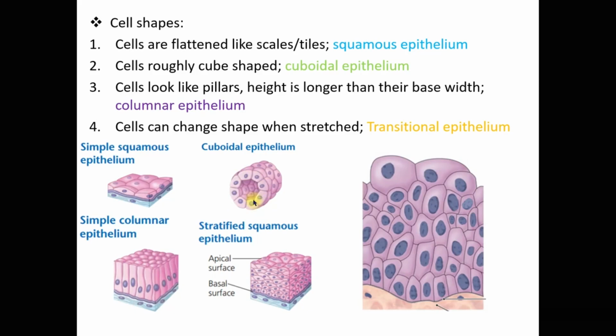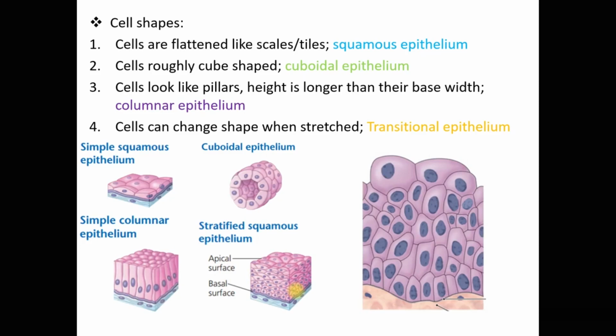If the cells look like pillars, where the height is longer than their width, this is their width, this is their height, and the height is longer than the width, so these cells are known as the columnar epithelium. Now you can see how a stratified squamous epithelium differs from a simple squamous epithelium. Can you see the difference? This one is layered. Now, these covering epithelia have one type of cell whose cells can change shape when being stretched.